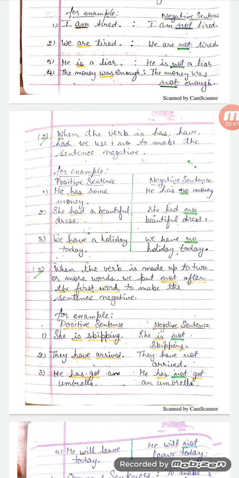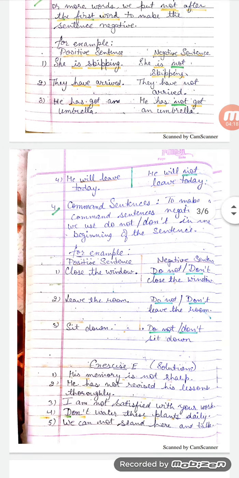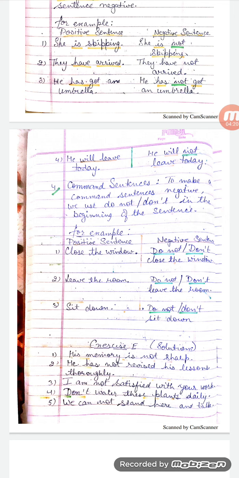Second, they have arrived. The answer is they have not arrived. Third is he has got an umbrella. Again, the negative form of this sentence will be he has not got an umbrella, because in the positive part, has and got were the 2 verbs which were formed in the sentence. So to change them into negative, we have put not after the first word. He will leave today. The negative will be he will not leave today.